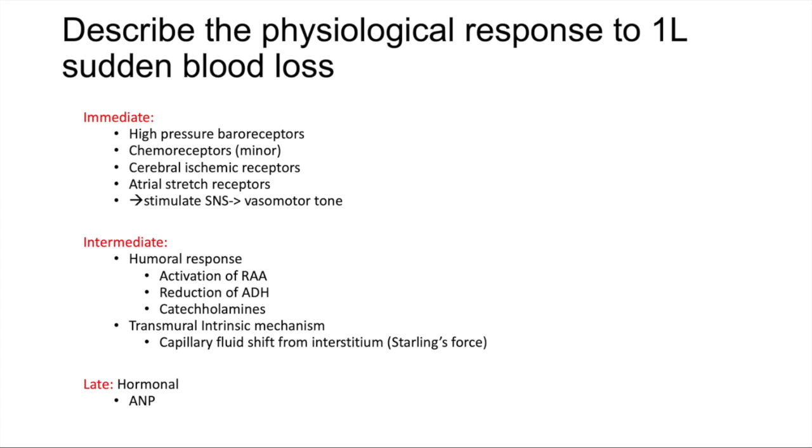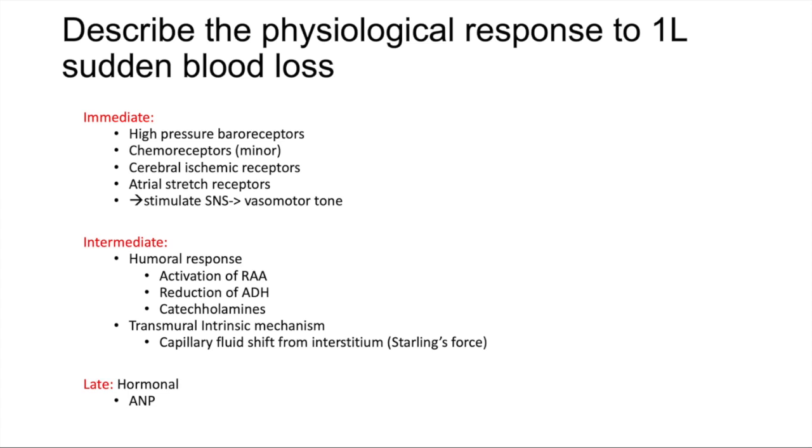Intermediate responses are humoral and transmural intrinsic mechanisms. Fall in the renal blood flow, detected by the juxtaglomerular apparatus, leads to the release of renin, which converts angiotensin 1 to angiotensin 2, causing vasoconstriction and stimulating release of aldosterone to reabsorb sodium and water. Increase in angiotensin 2 and hypovolemia stimulate the posterior pituitary to release vasopressin, which again causes vasoconstriction and water reabsorption.